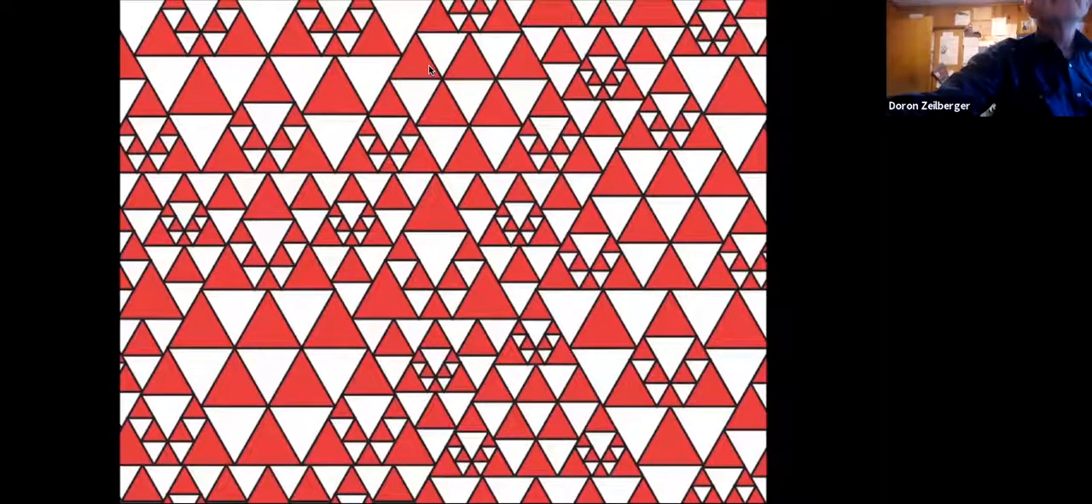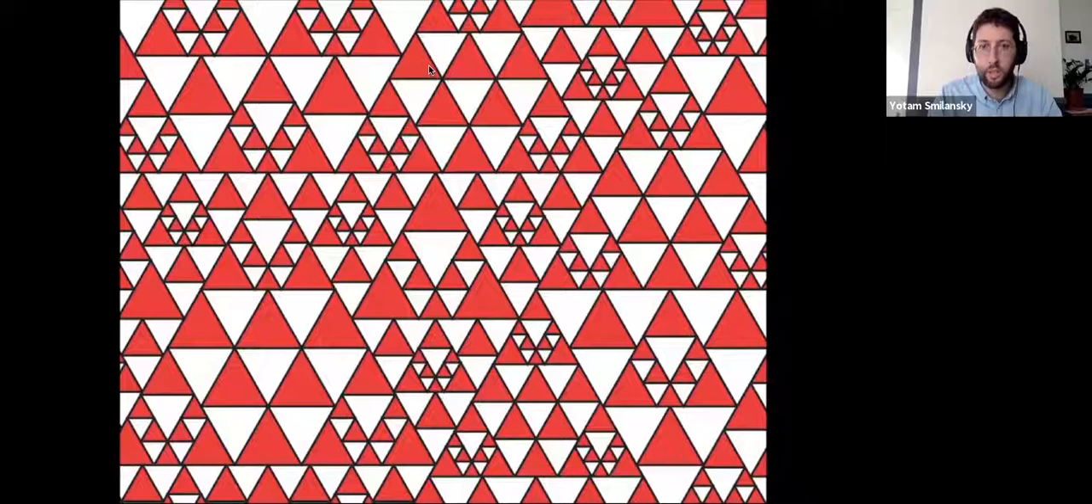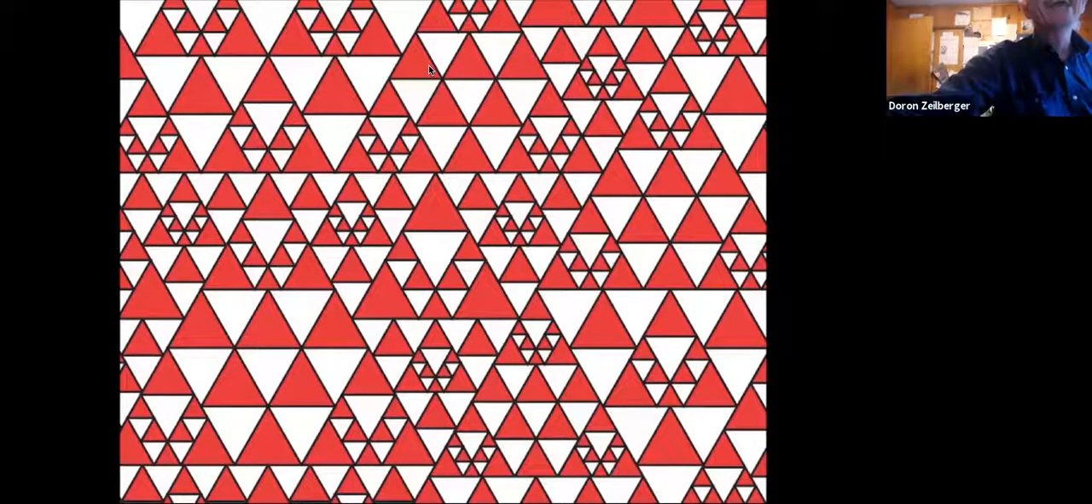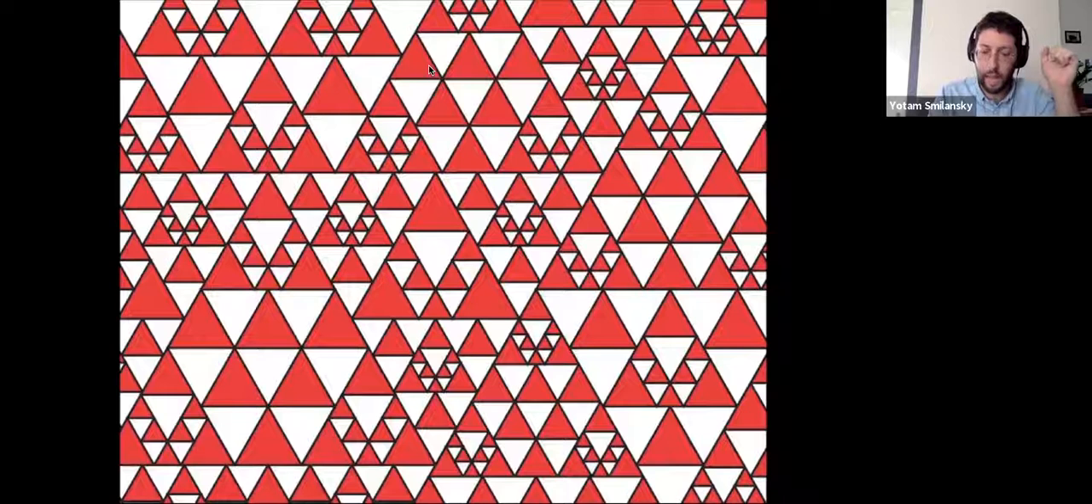Interrupt for a second. Yesterday, Roger Penrose was announced to get a Nobel Prize. Is that related to Penrose tiling? Penrose? Well, Penrose definitely didn't get his Nobel Prize for the Penrose tilings, but he should have, because they're amazing. And I'm going to show an example.